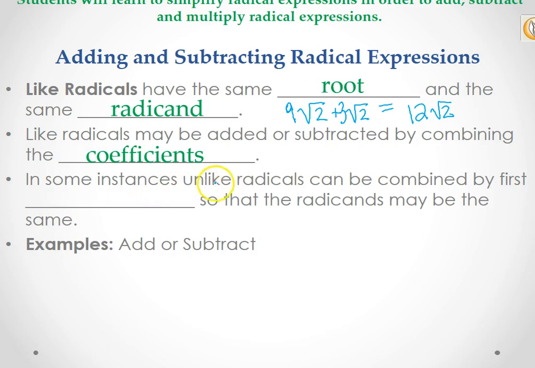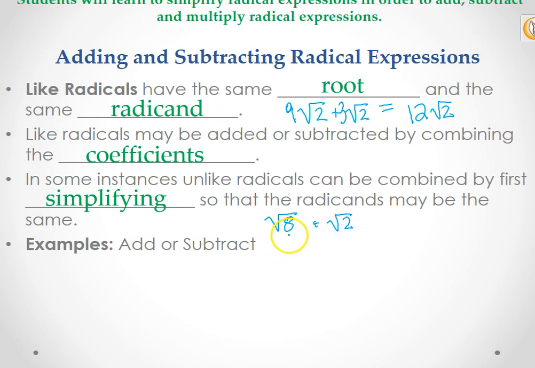In some instances, unlike radicals can be combined by first simplifying so that the radicands may be the same. So for instance, you might have something that says the square root of 8 plus the square root of 2.